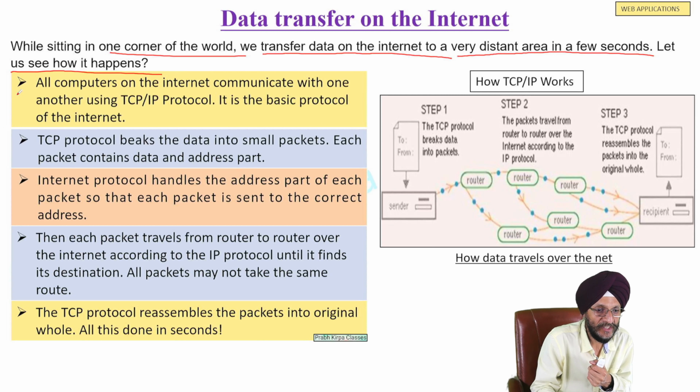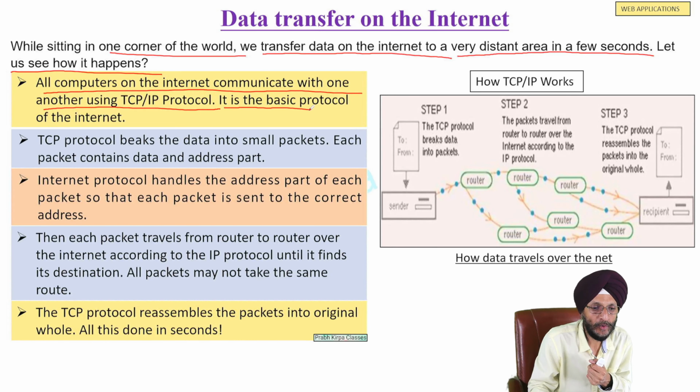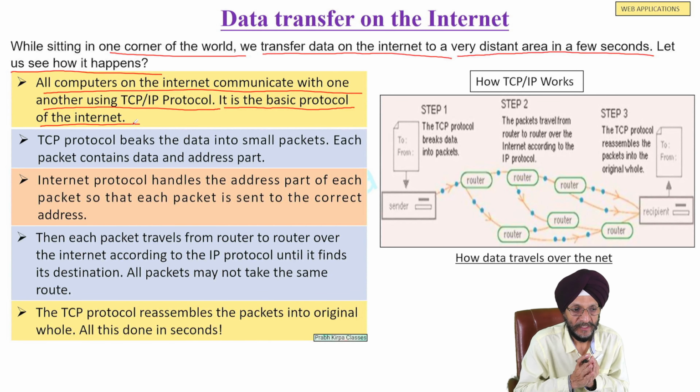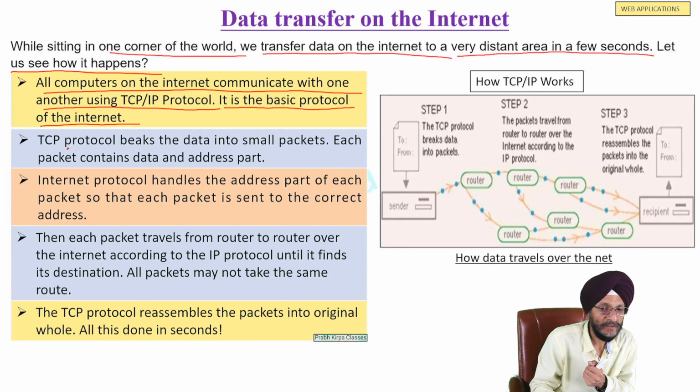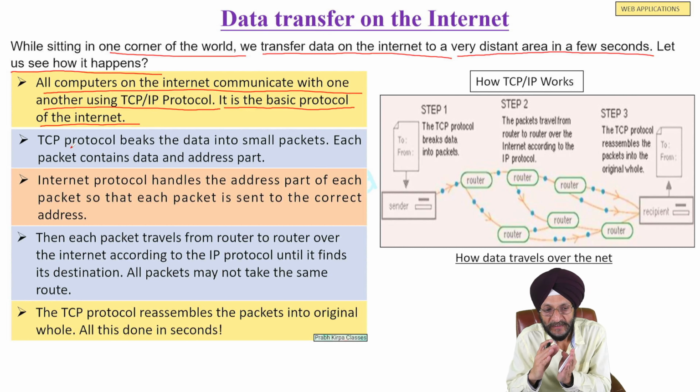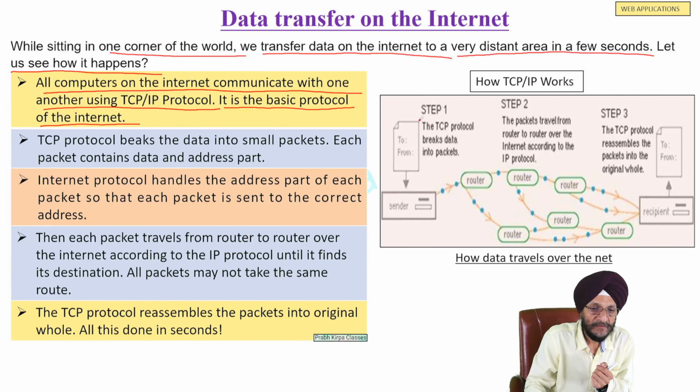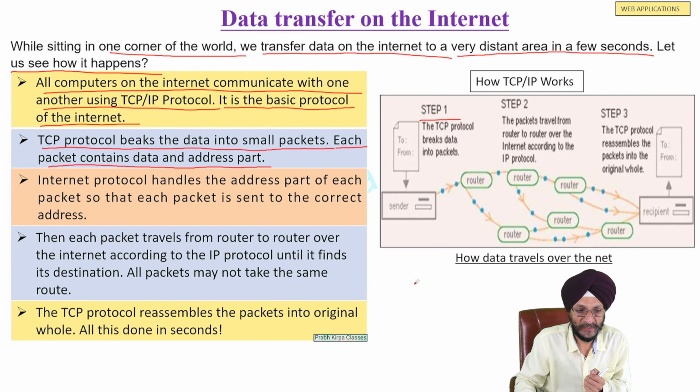All the computers on the internet communicate with one another using the TCP IP protocol. TCP IP protocol is the basic protocol of the internet. We will discuss this protocol in detail in the coming lectures. Now the data travels over the internet. It follows certain steps. First step, TCP protocol breaks the data into small packets. Each packet contains data and address part.